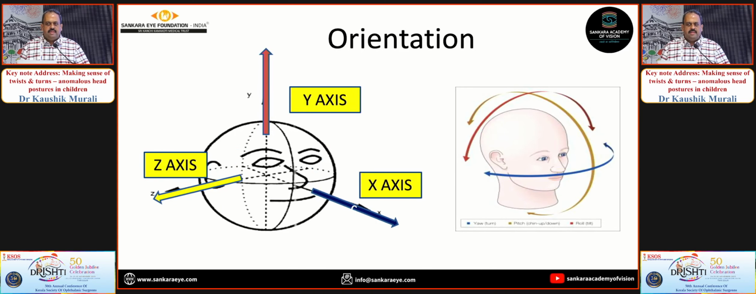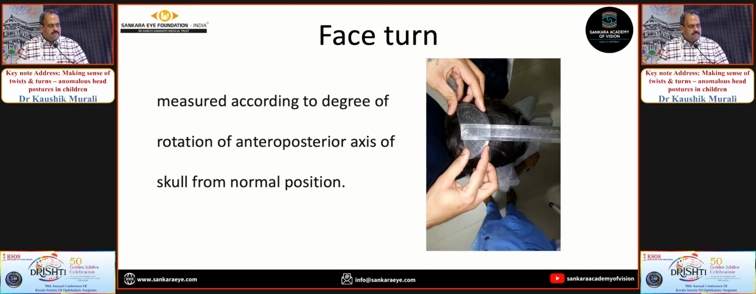Now, when you look at the eye in a torticollis, you need to understand that the head or the face may be tilted in three potential directions. It could be around the x-axis, where you have a head tilt. It could be around the z-axis, where you have a face turn happening, and along the y-axis, where you have a chin up or a chin down happening. So let's look at it one at a time.